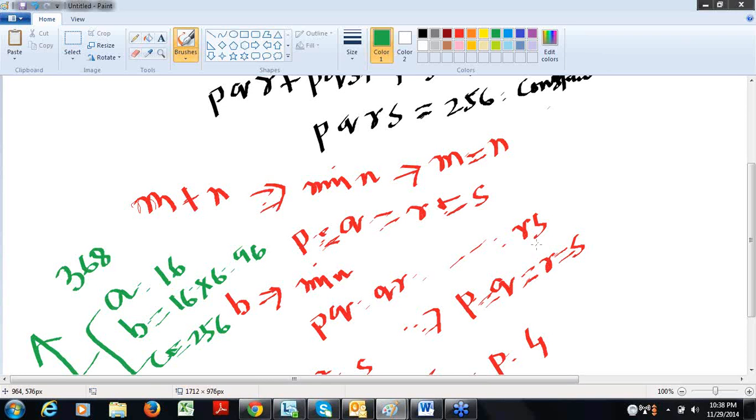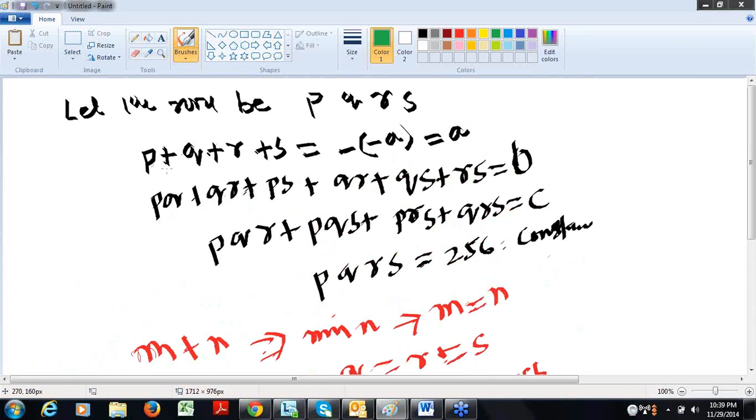Okay. So now we have to find out the minimum value of a plus b plus c. The minimum value of a will be when p is equal to q is equal to r is equal to s. So the minimum value of the sum of two numbers will be when both the numbers are equal.